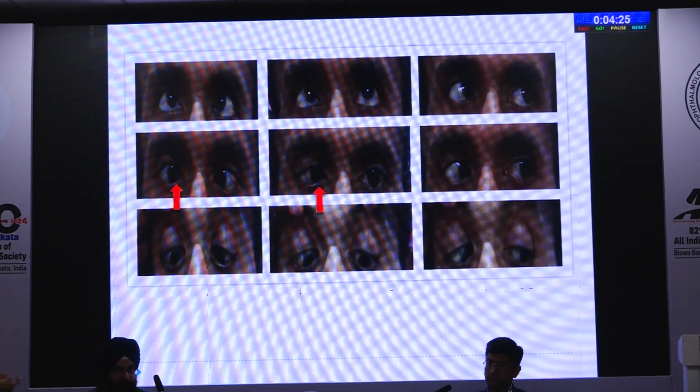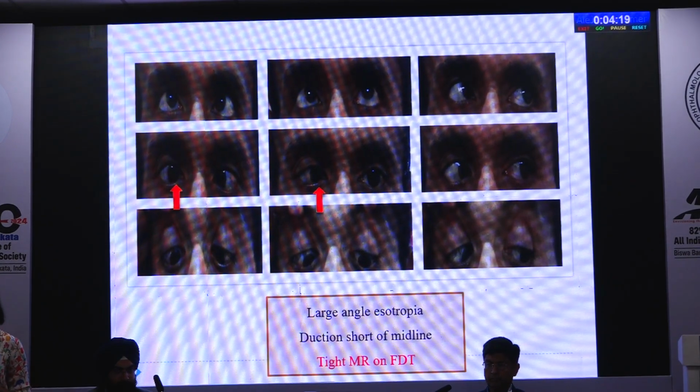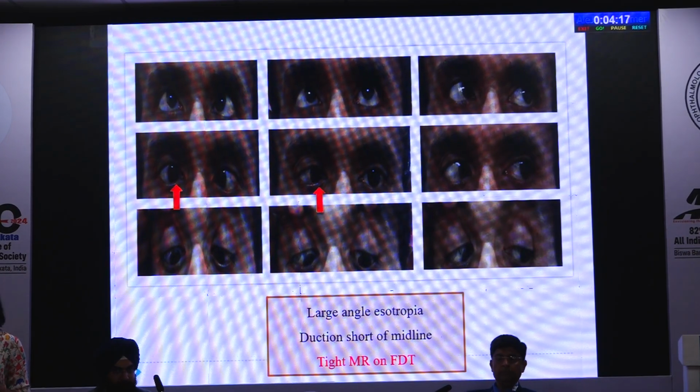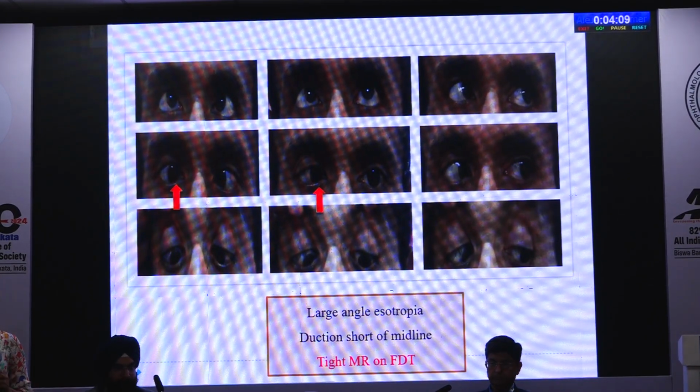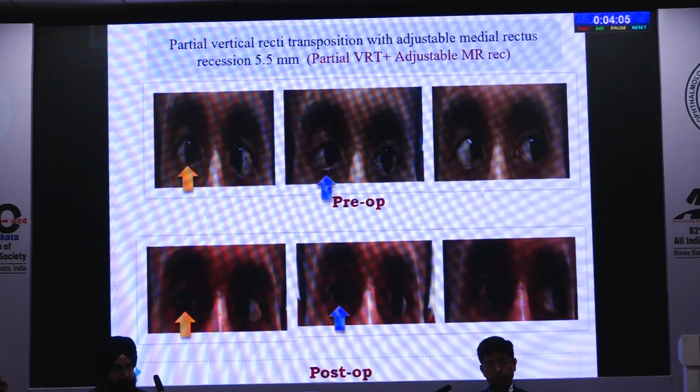Another case: the patient has a large angle ESO, with marked limitation of abduction. Now on FDT, the medial rectus was found to be tight. In this case, whenever there's a tightness in the antagonist, first release the tightness. So we did the medial rectus recession, but that was not enough because the patient has a large angle ESO. You need to augment it with a transposition procedure. So we did a partial vertical rectus transposition.